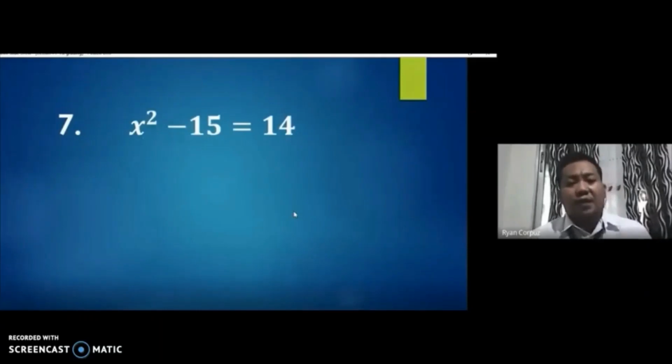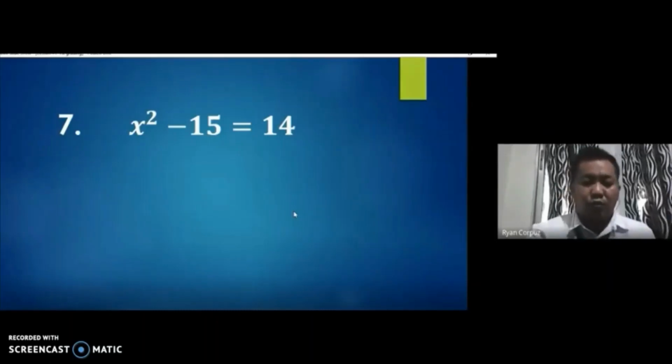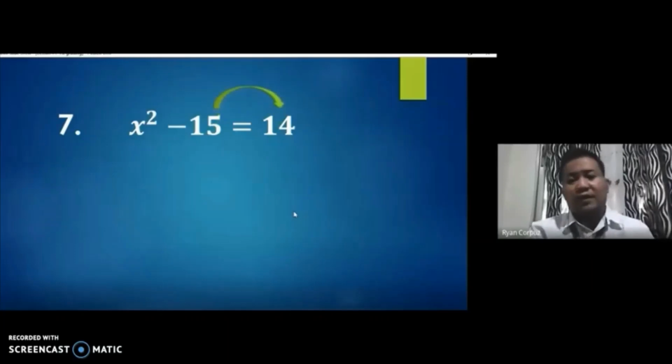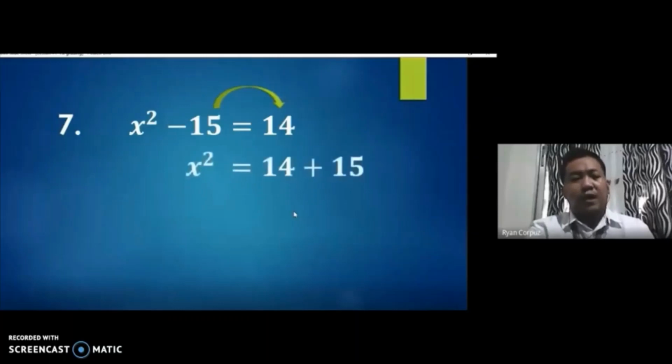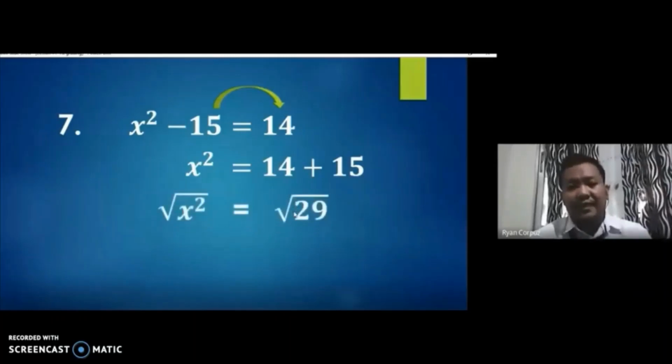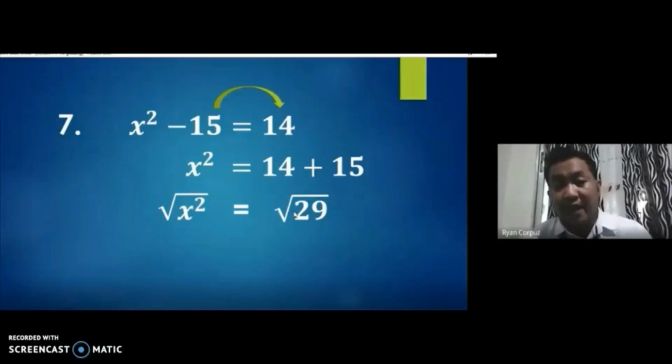The given is x squared minus 15 is equal to 14. A similar example to example number 6. So what we're going to do, move the constant term, move negative 15 rather to the right side of the equation, and it will become x squared is equal to 14 plus 15. 14 plus 15 is equal to 29. So that's why we have to get the square root now of both sides of the equation. So we know that the square root of x squared is equal to x.